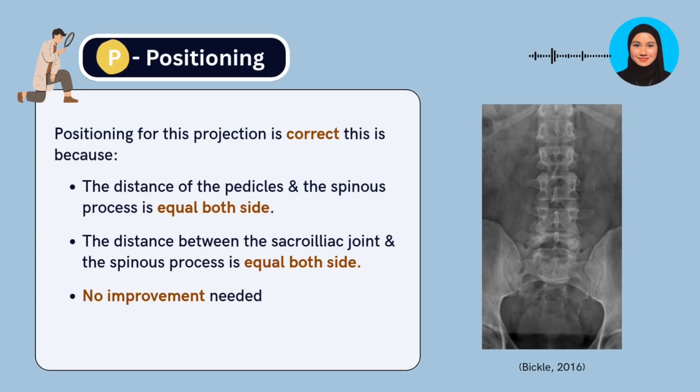Next is positioning. The positioning in this radiograph is correct because the distance between the pedicles and the spinous process is equal on both sides. Also, the distance between each sacroiliac joint and the spinous process is equal on both sides. These findings indicate that the patient was not rotated, so no positioning improvement is needed.